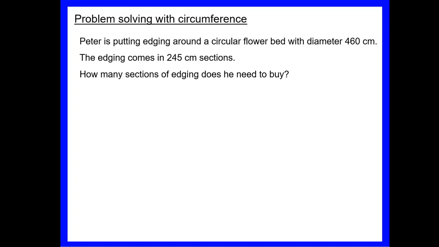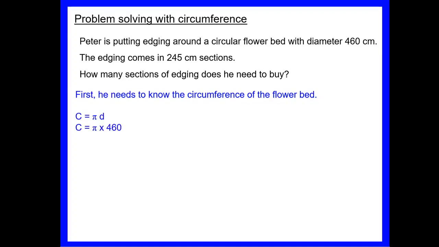All right, let's have a look at this then. So we're going around the outside of a circular flower bed. So we're going to need to know the circumference. We were told the diameter is 460 centimeters. So let's find our circumference then. C equals pi d. We know d is 460. So pi times 460 is 1445.1326, etc. And I've rounded that again to 2 decimal places. Again, you could use the 4 decimal place number at this point if you wanted.